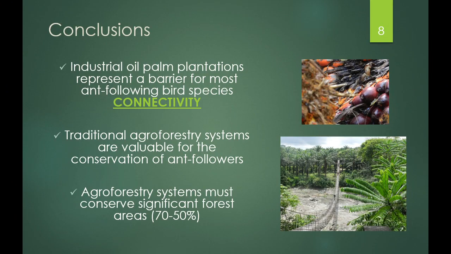So what can we conclude from this study? Industrial oil palm plantations seem to be a very strong barrier for ant-following bird species. At least 11 of the ant-following birds cannot even cross these areas. So this highlights the relevance of connectivity in this landscape. It still has a lot of forest, but we have to be careful. We need to keep it well connected.